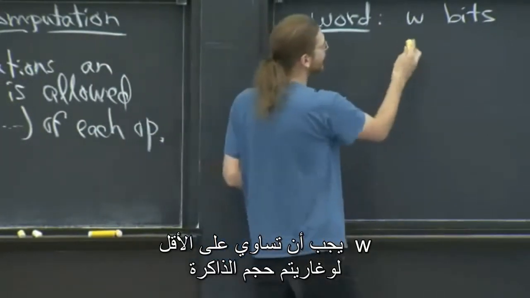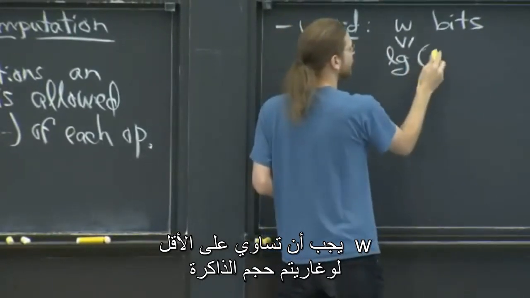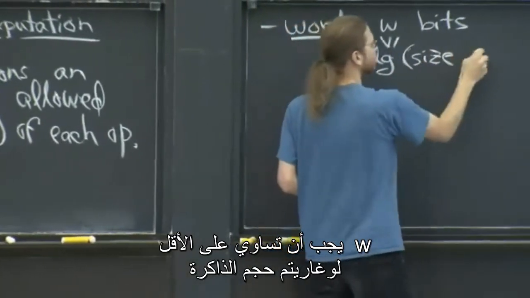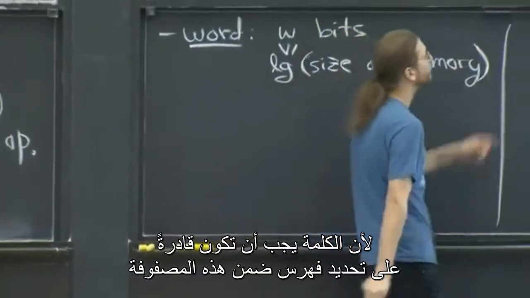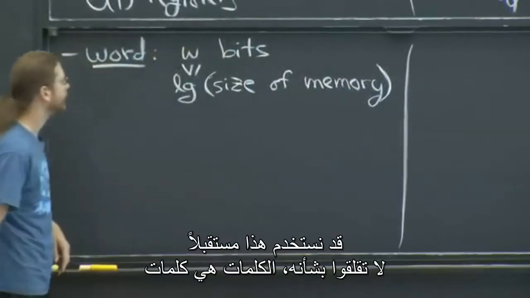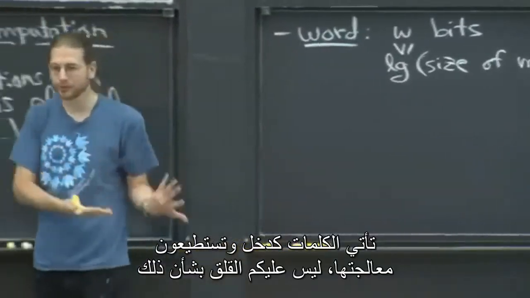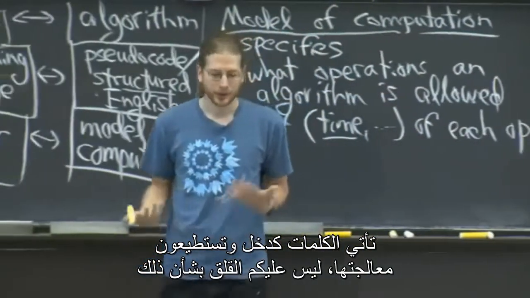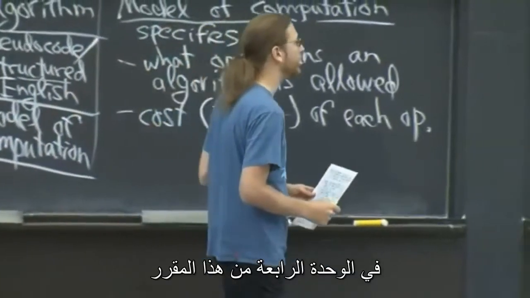You know some things like W should be at least log the size of memory, because a word should be able to specify an index into this array. And we might use that someday, but basically don't worry about it. Words are words. Words come in as inputs. You can manipulate them, and you don't have to worry about it. Okay, for the most part.